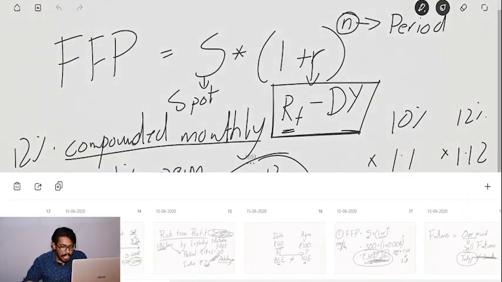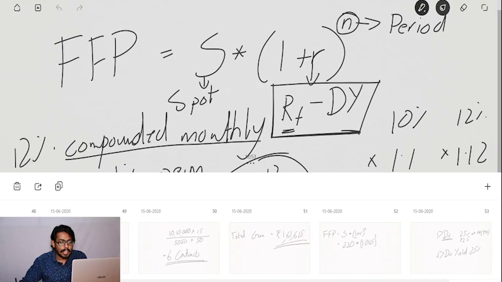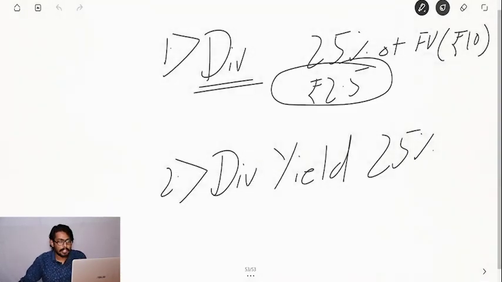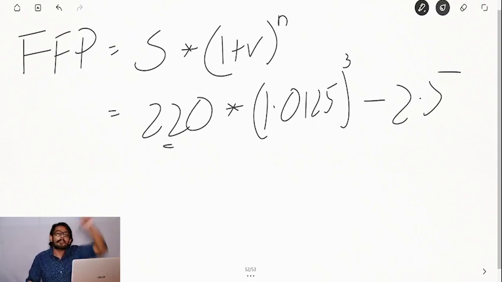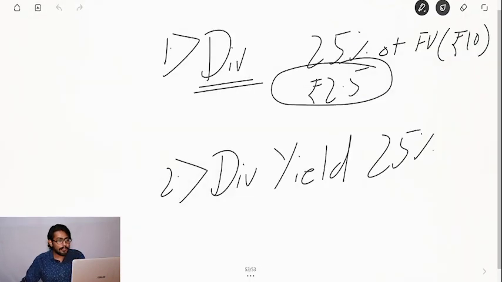Pay attention. If the dividend is given as an amount, say 2.5 rupees, then you can simply reduce it, minus 2.5. Here it is a dividend rate, which means a particular percentage of face value. You cannot treat it as your return. It's not a percentage of 220 rupees or of your market price. It's a percentage on your face value. So you have to separately reduce it as an amount: minus 2.5 rupees.